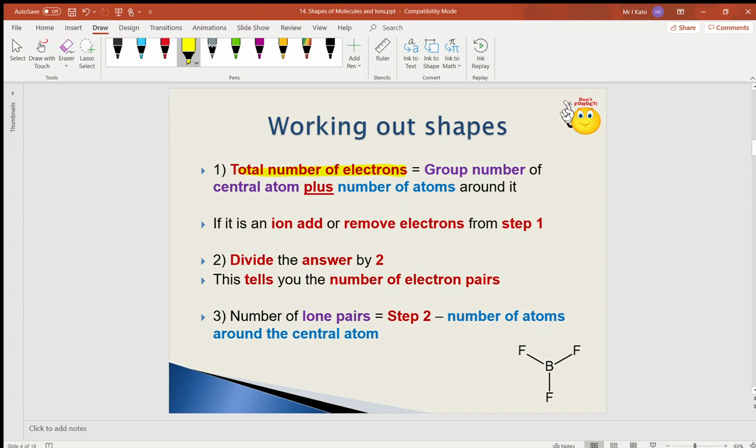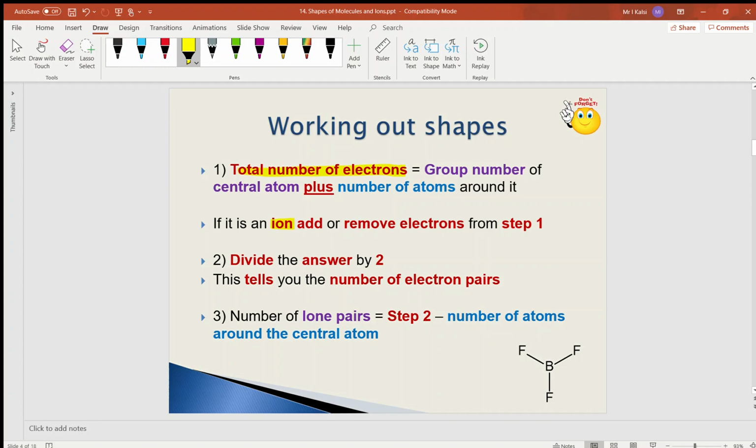Group number of the central atom once you've identified it, plus the number of atoms around it. If at this point it's an ion, and we'll look at some ions later on, you'll have to add or remove electrons. So if it's a positive ion, you'll need to take away an electron. If it's a negative ion, you need to add an electron.